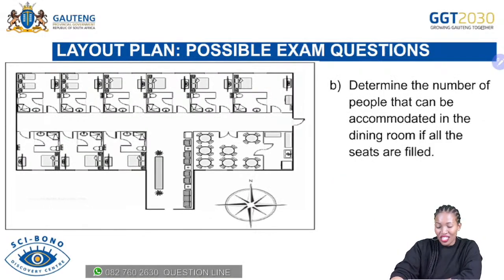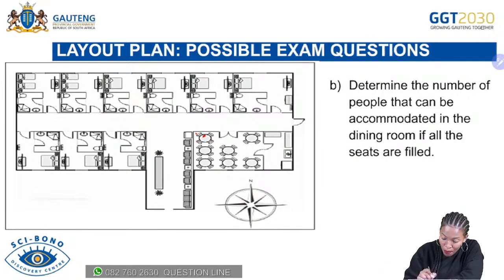The second question, we must determine the number of people that can be accommodated in the dining room if all the seats are filled. Where is the dining room? How do we even know that is the dining room? We're looking at this. This is the table and these are the chairs. It means this is where people can sit and dine. So how many tables are there? It is 1, 2, 3, 4, 5, 6, 7.